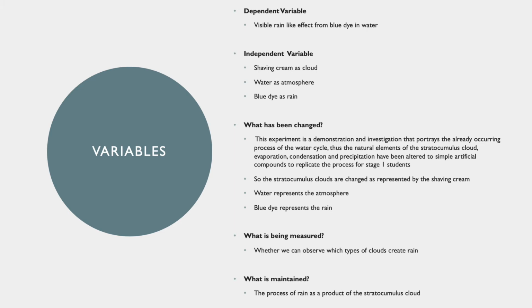Thus, the natural elements of the stratocumulus cloud, evaporation, condensation, and precipitation have been altered to simple artificial compounds for stage 1 students. So, the stratocumulus clouds are changed to be represented by shaving cream, the atmosphere is represented by water, and the blue dye is used to represent rain. What is being measured? Whether we can observe whether stratocumulus clouds create rain. What is being maintained? The process of creating rain as a product of stratocumulus clouds.